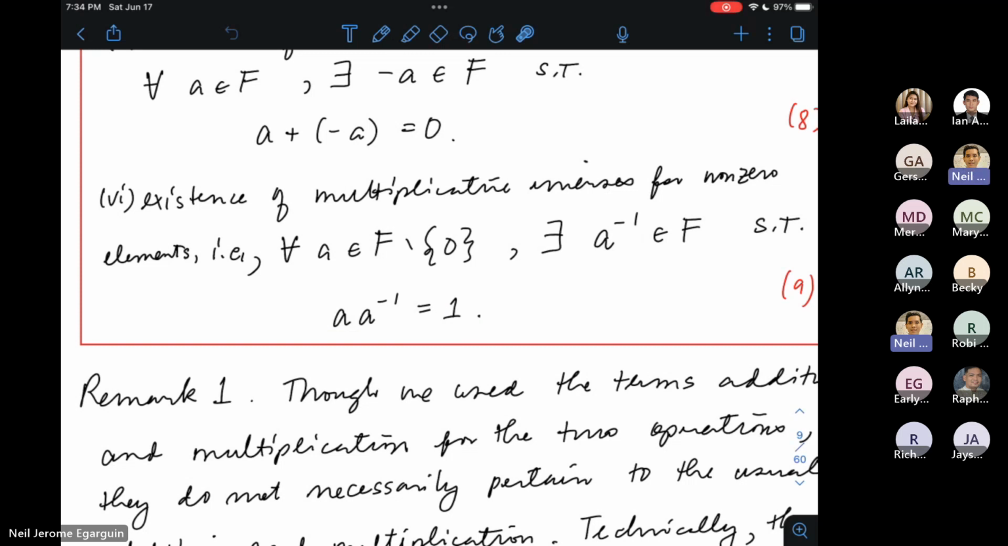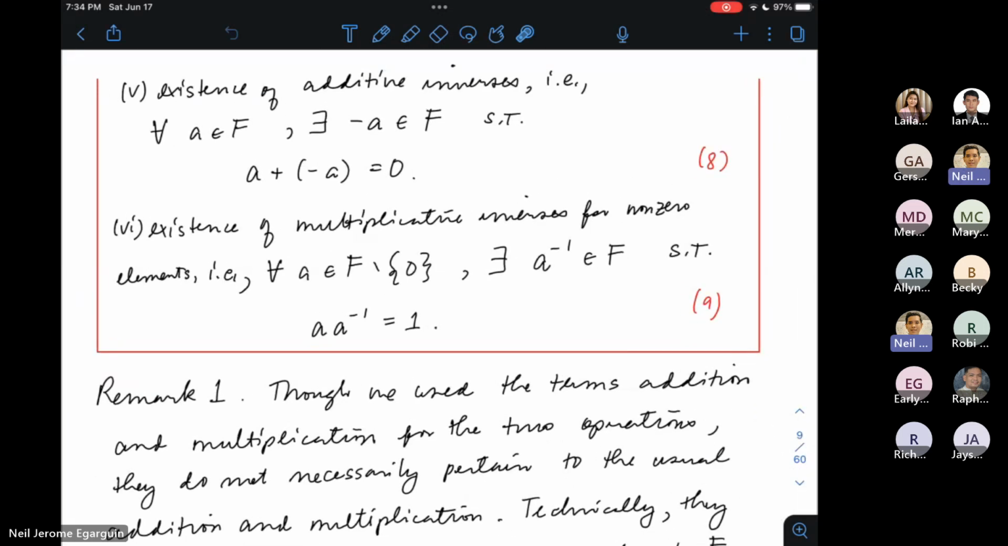The only difference between property 5 and 6, aside from the addition and multiplication aspects, ay ang multiplicative inverse dapat mag-exist lamang sa mga non-zero elements. Si 0, wala siya talagang multiplicative inverse. Pero sa additive inverse, dapat lahat, including 0, should have an additive inverse. Okay? So yon yung 6 na mga bagay na kailangan i-check para ma-prove na ang isang set ay isang field.